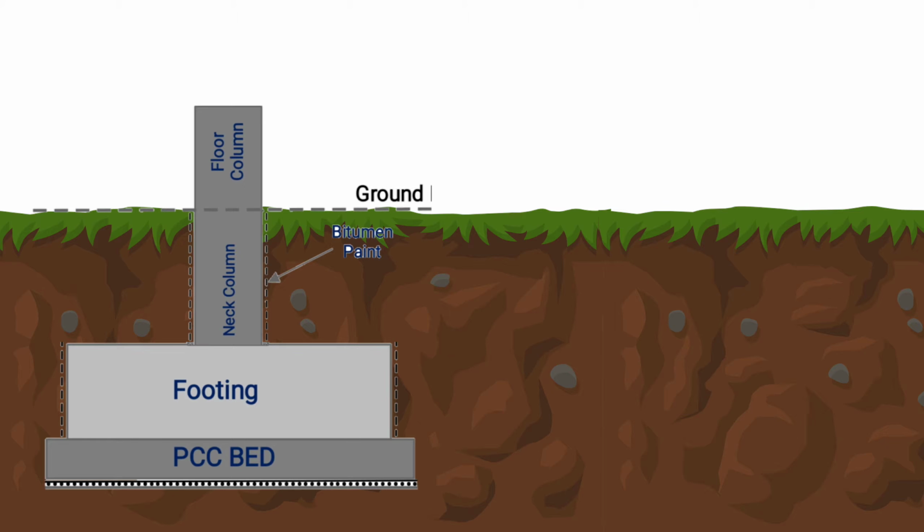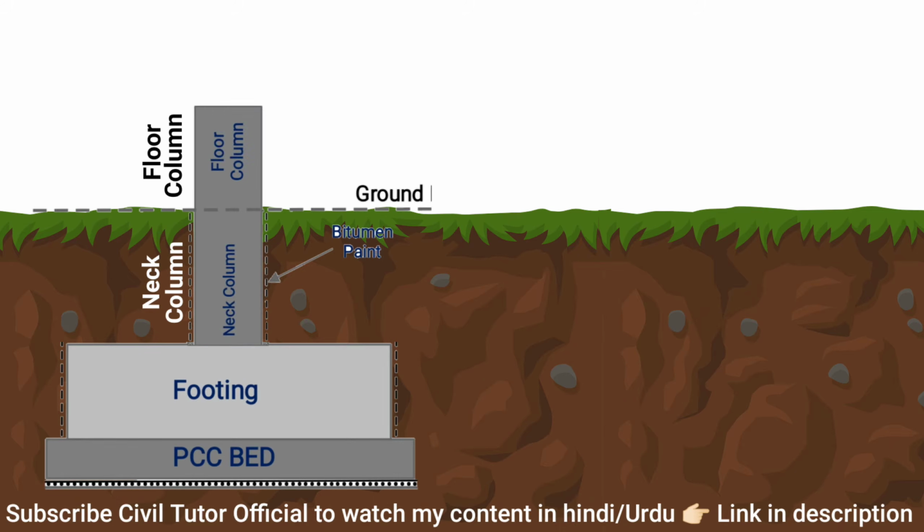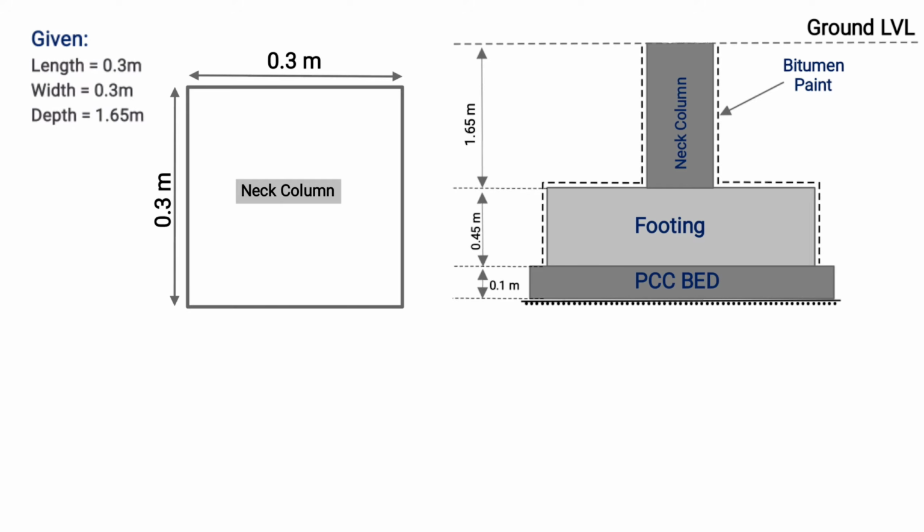The portion of it from footing top up to the ground level is known as neck column, and the portion above the ground level is known as floor column. The calculations for neck column will be covered in substructure part, and for floor column calculations will be done in superstructure part of my series. So we have the given dimensions of neck column.